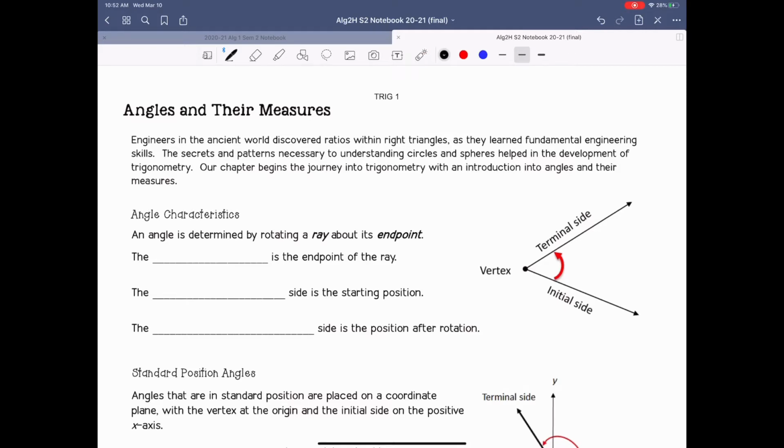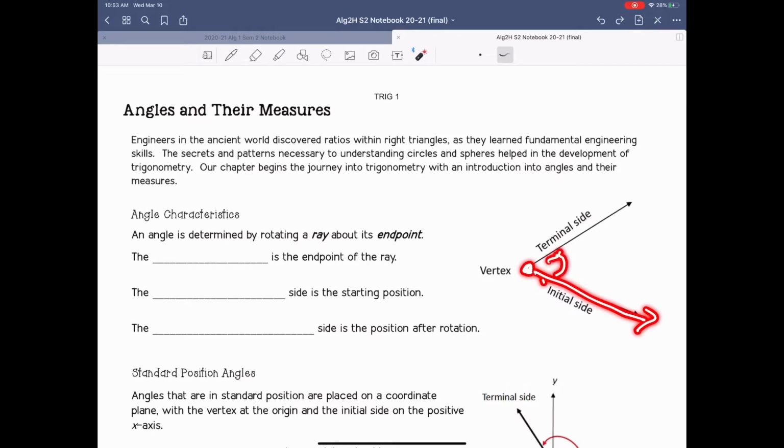All right, let's go ahead and start by defining vocabulary that deals with angle characteristics. Now, in trigonometry, an angle is determined by rotating a ray about its endpoint. And before I start defining vocabulary words, let's go ahead and talk about what this means by looking at the visual that we have over here to the side. So ignore the vocabulary words for now. All I want you to look at is this ray that I have drawn right here.